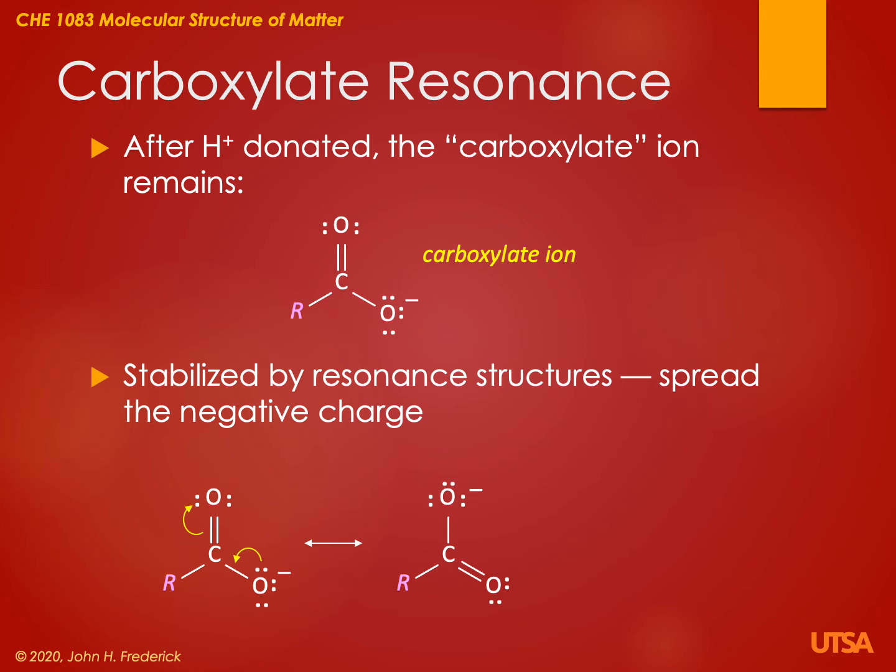The fact that these carboxylate ions can do this means that they're going to be a lot more stable once they've lost the hydrogen, and that charge delocalization causes the hydrogen that's attached to the carboxylic acid group to be more acidic. So this is really the key to what makes carboxylic acids stronger acids than basically any other hydrocarbons that we'll encounter.